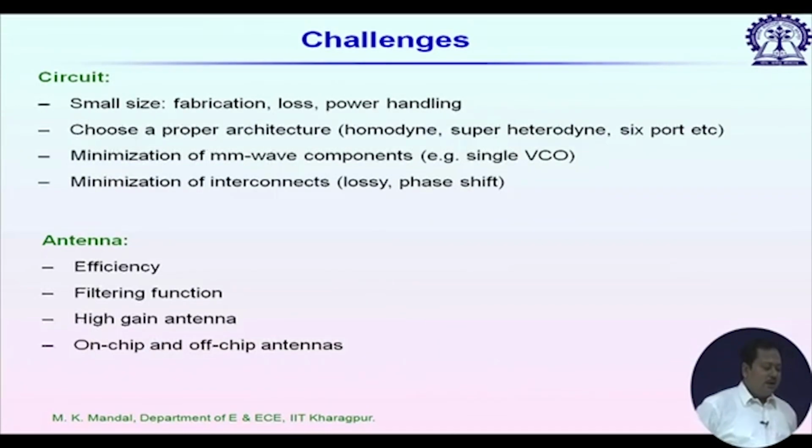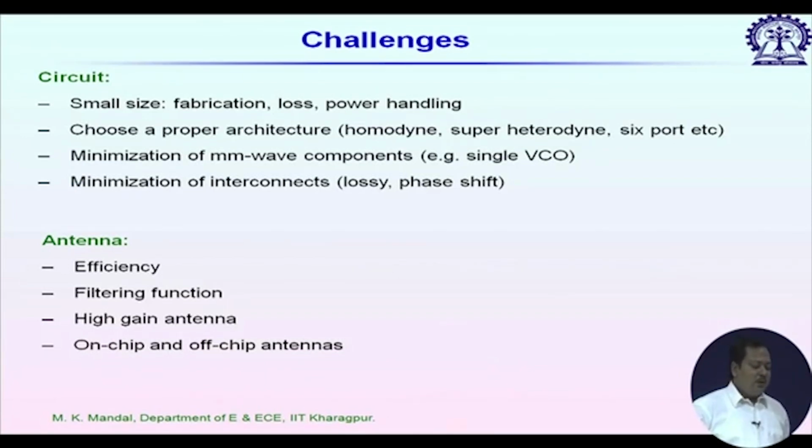Next, circuit realization. As we discussed, at millimeter wave frequencies the circuit size is already very small. So, fabrication is a problem, loss is a problem. If the circuit size becomes small, its power handling capability will decrease. So, if possible, choose a proper architecture for a receiver. Not only for a receiver, for any given system there are different architectures possible.